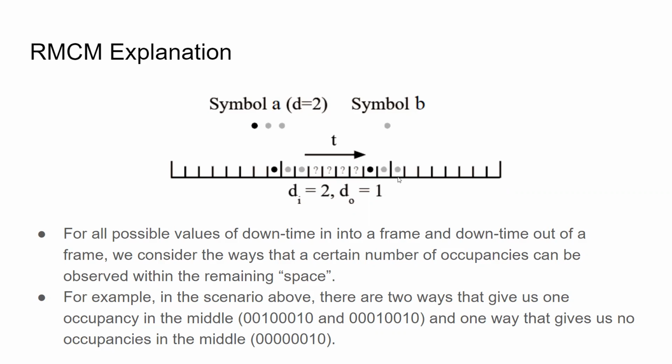And you'll notice here that you can make this easier to think of by considering symbols A and symbols B. Symbol B is just going to be a single unoccupied bin, and symbol A is going to be an occupied bin followed by an unoccupied bin. So you can see here, that's what you're seeing over here.